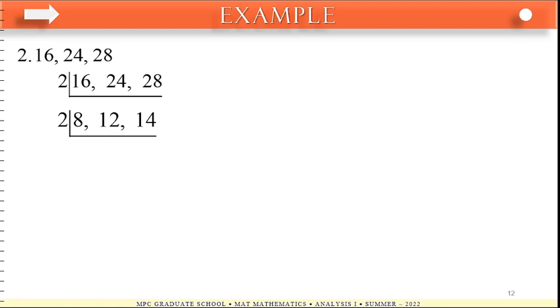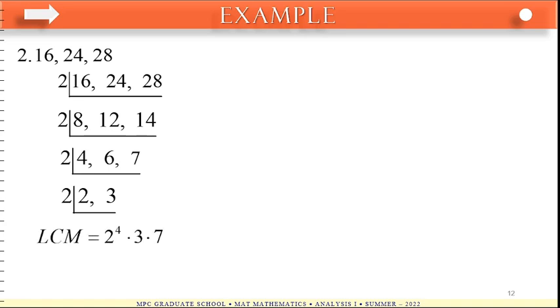And it is also divisible by 2 again. So 8 divided by 2, the answer is 4. 12 divided by 2, the answer is 6. And 14 divided by 2 is 7. Okay, since there are two numbers that we can divide by 2, we continue the process. 4 divided by 2, the answer is 2. 6 divided by 2, the answer is 3. Okay, and 2 divided by 2, the answer is 1.